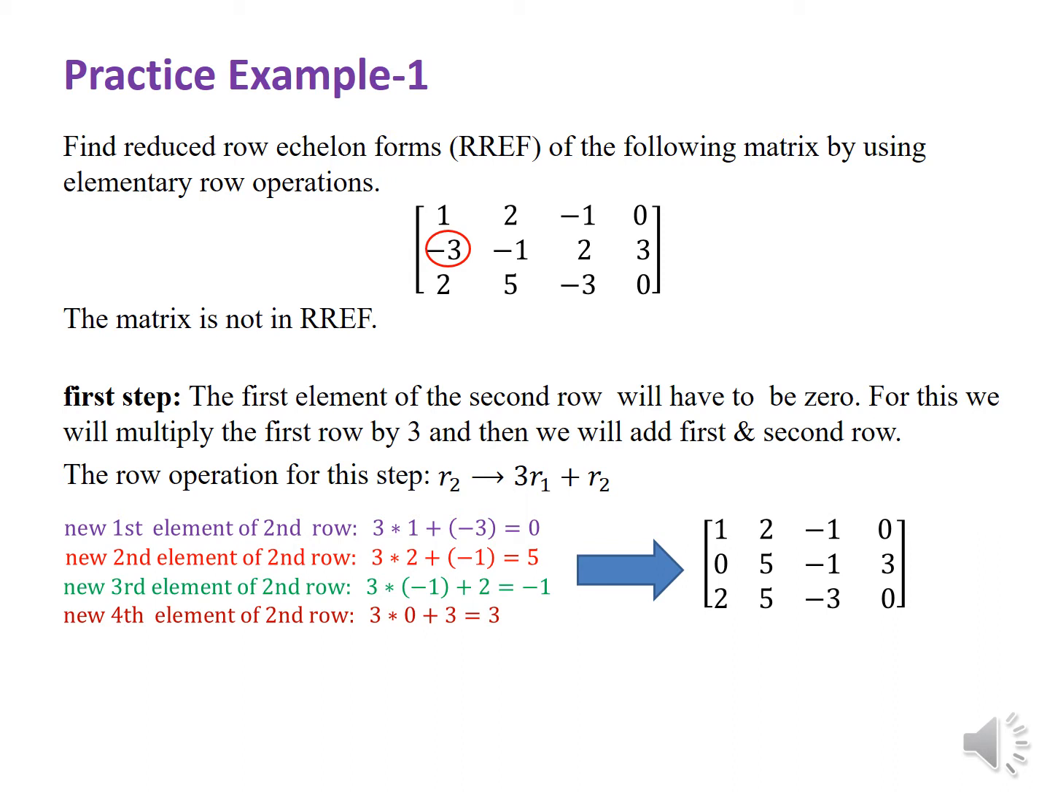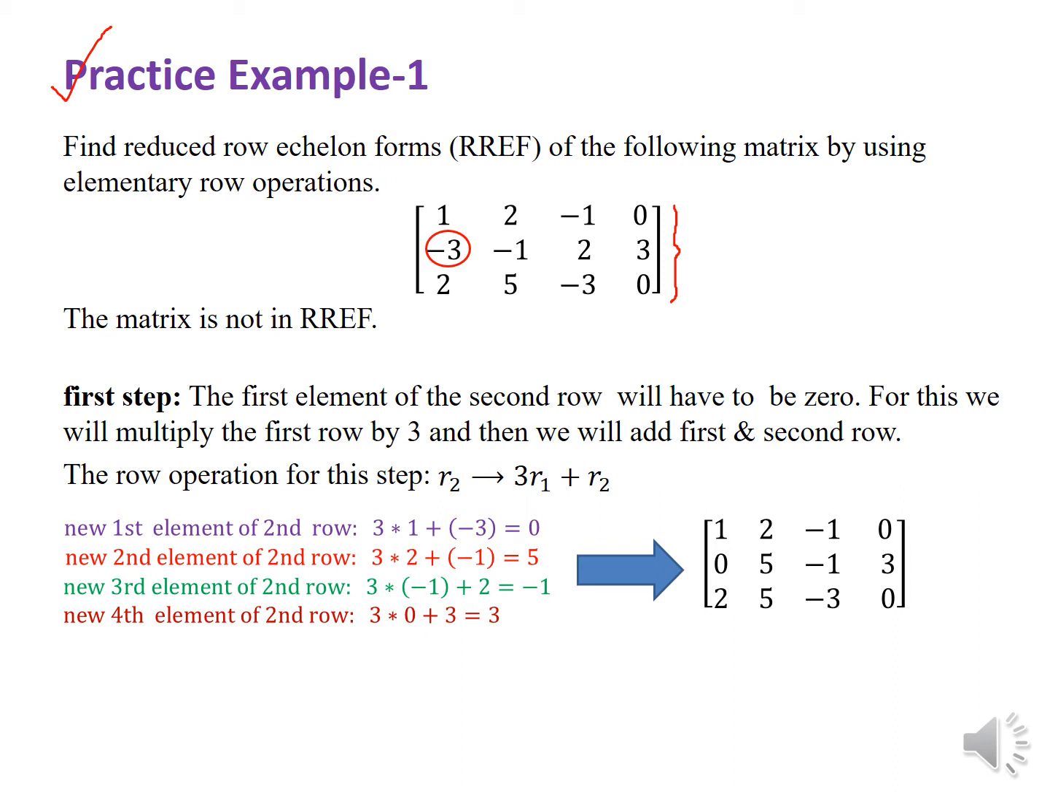We will now discuss a practice example. Here the given matrix is this. The matrix is not in reduced row echelon form. So we want to convert this matrix to reduced row echelon form.